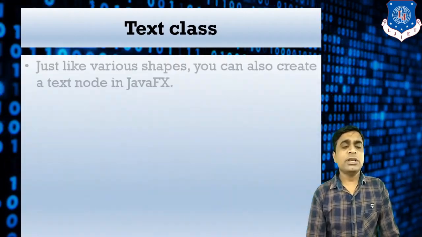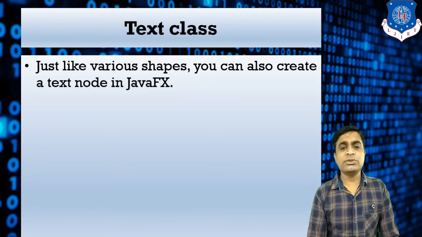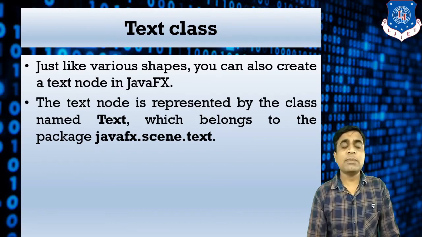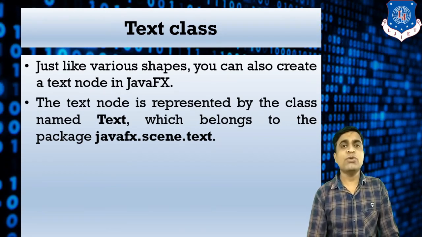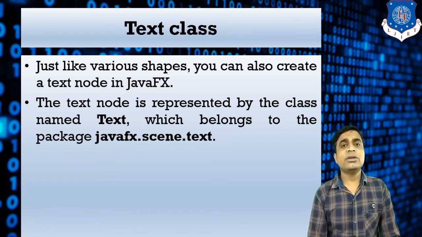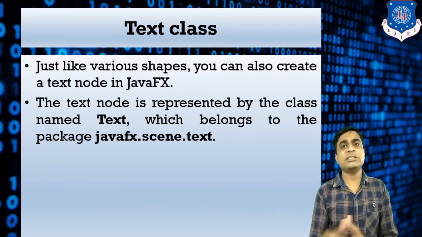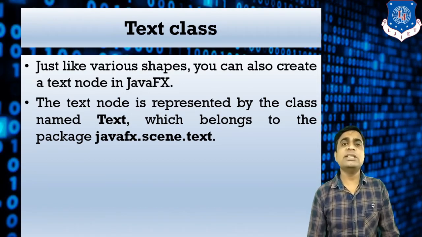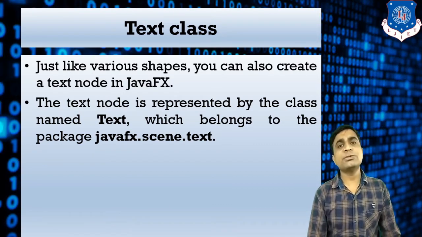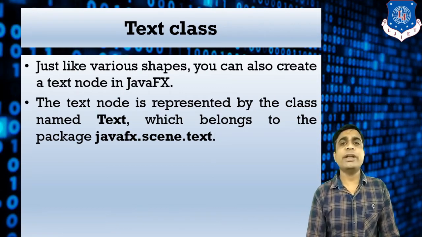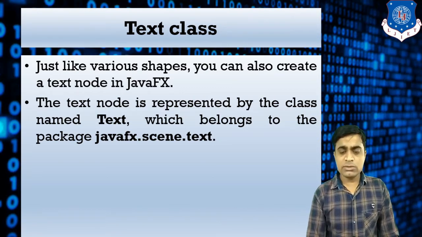Now the next class, the Text class. In the Text class, you are using various shapes. You can also create a text node in JavaFX, represented by the class named Text. Normally we use a label to print text, but if you specifically want to print text at specific x and y coordinates, you can easily do that. Like, if you want to print text in the middle of a circle, you can set the point accordingly. It belongs to the javafx.scene.text package.